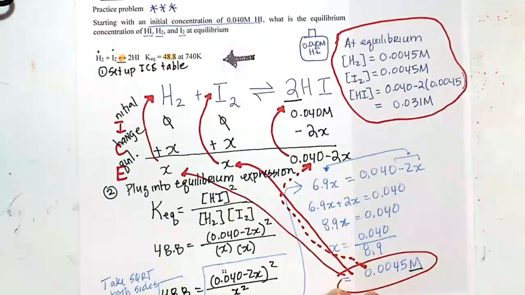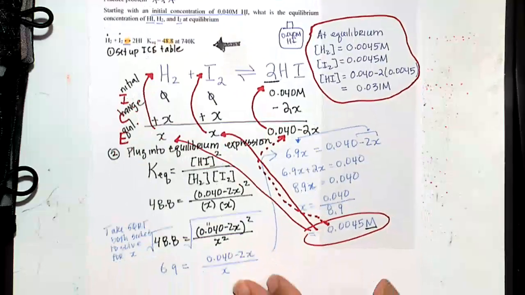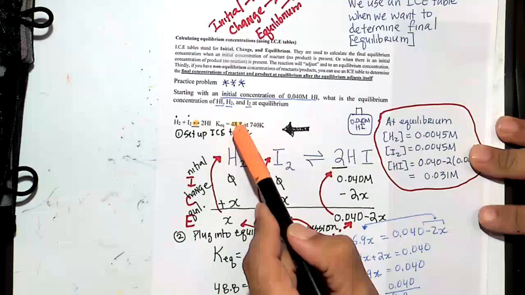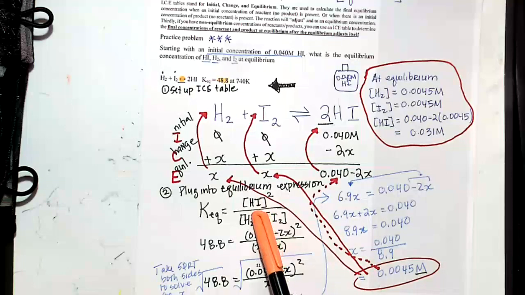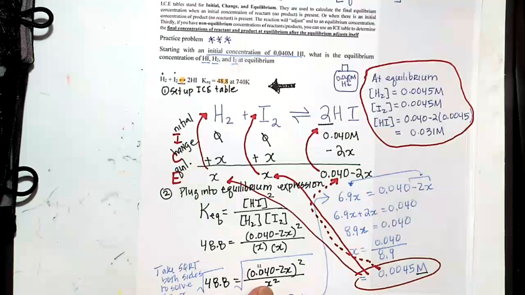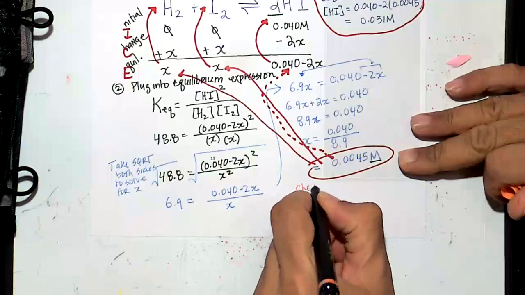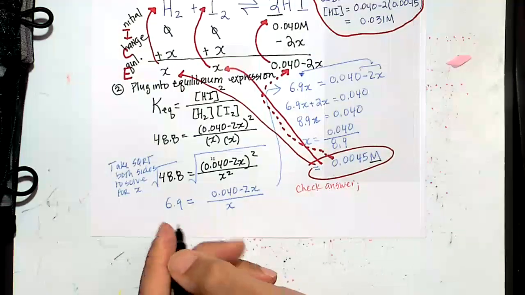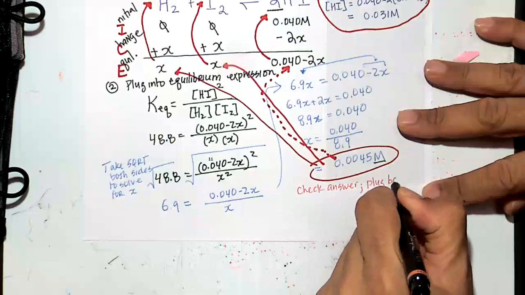0.8. Excellent. So we should be able to plug it back in to recapture our answer, because these are the equilibrium concentrations. Plug it back into the equilibrium expression to get the equilibrium constant, which is 48.8 at this temperature. So let's check our answer. We'll plug back into the equilibrium expression.